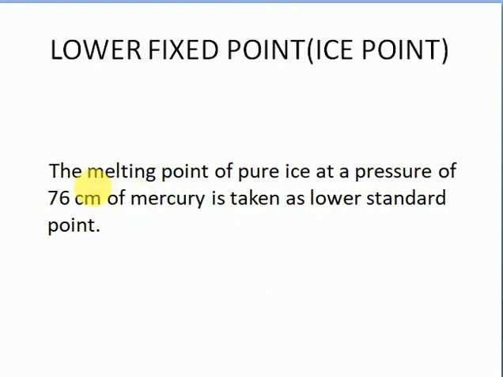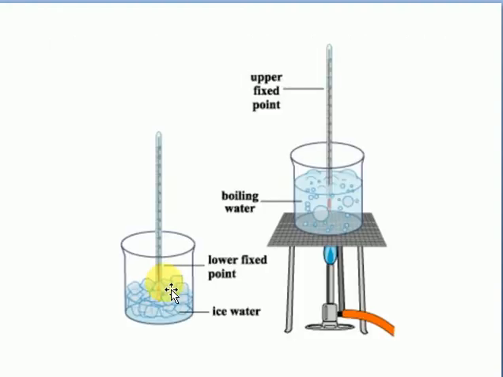The melting point of pure ice at a pressure of 76 centimeter of mercury is taken as the lower fixed point. See, this is the lower fixed point. It's ice water. Is it clear?